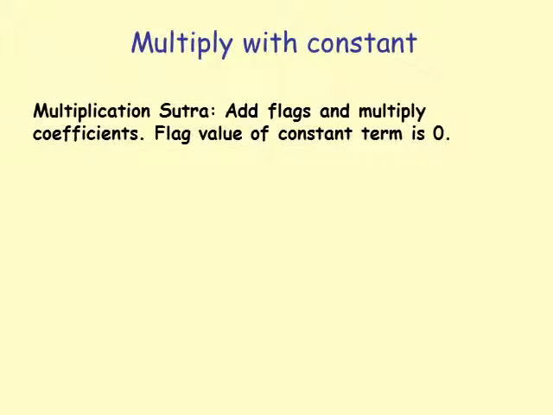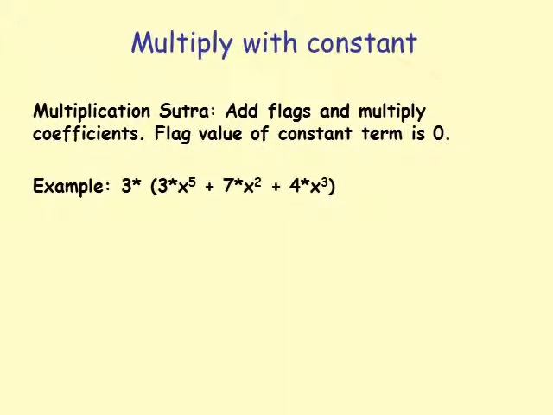Let's multiply with a constant. So the multiplication sutra is: add the flags and multiply coefficients. The flag value of a constant term is 0. That means the flag value does not change. We can add 0 to anything and it still stays the same value. 0 is my additive identity and it does not change the value of the number it was added to.